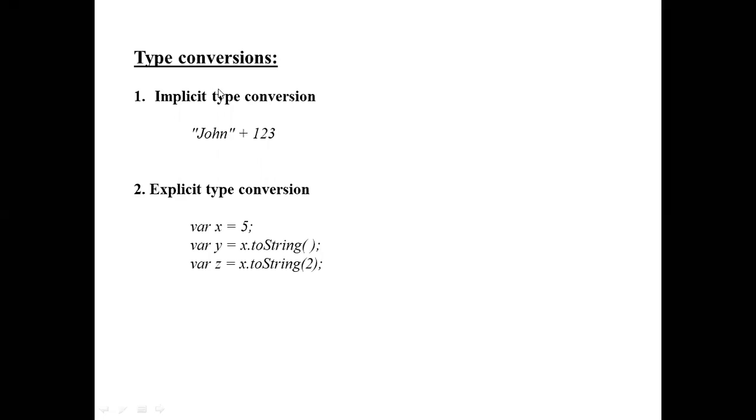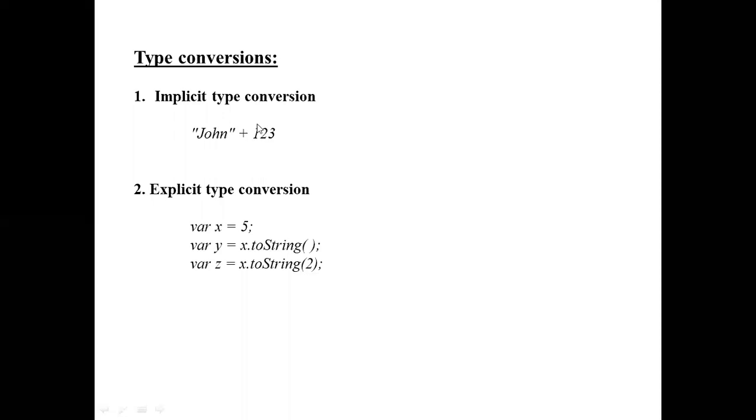Here, the first one is type conversion: implicit type conversion and explicit type conversion. Type conversion is converting a value or variable from one type to another type. The mechanism of converting a value or variable from one type to another type is known as type conversion.